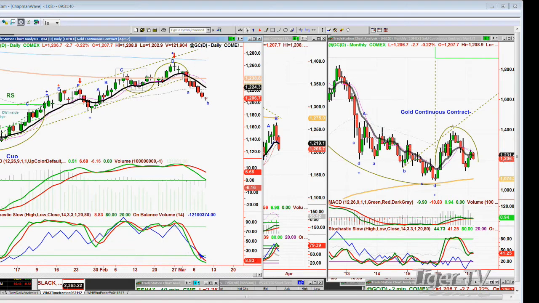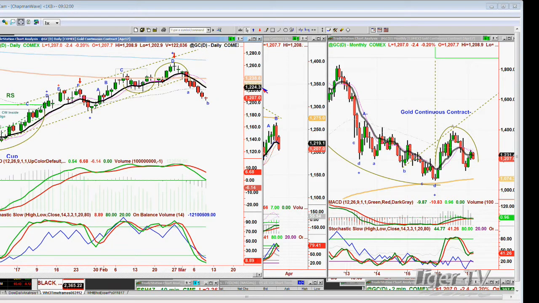I'd said the other day, I think that the stochastic in the teens could go to the single digits. Here it is. The MACD's expanding. That's a negative, but the stochastic says be ready for a little bit of a bounce attempt, and that bounce attempt could take it back to the 9-period moving average of 1224.3.